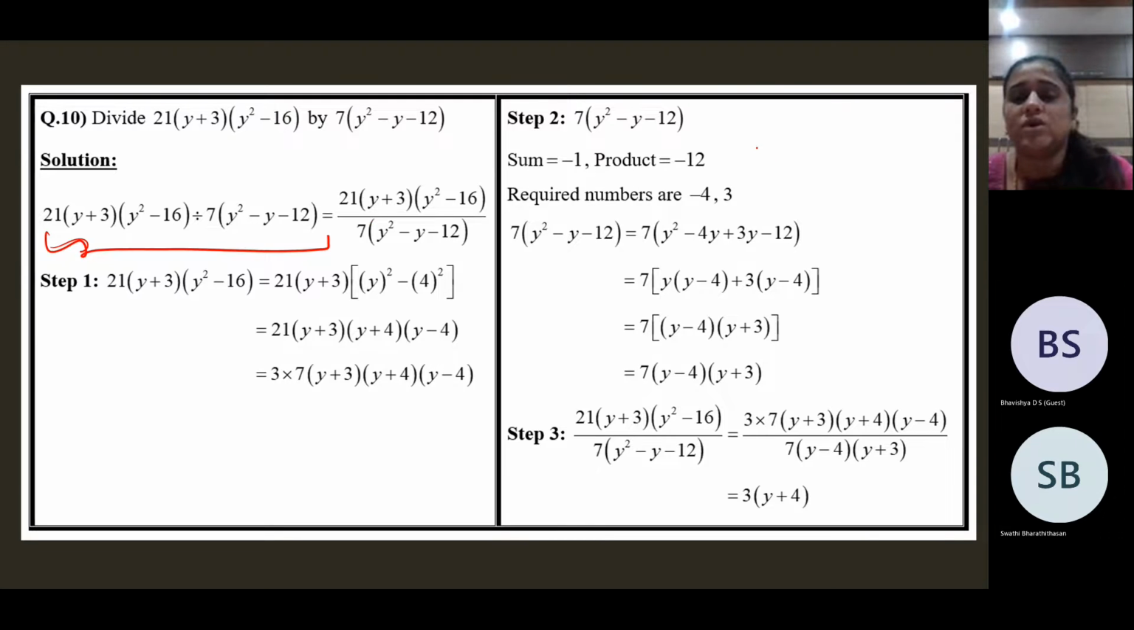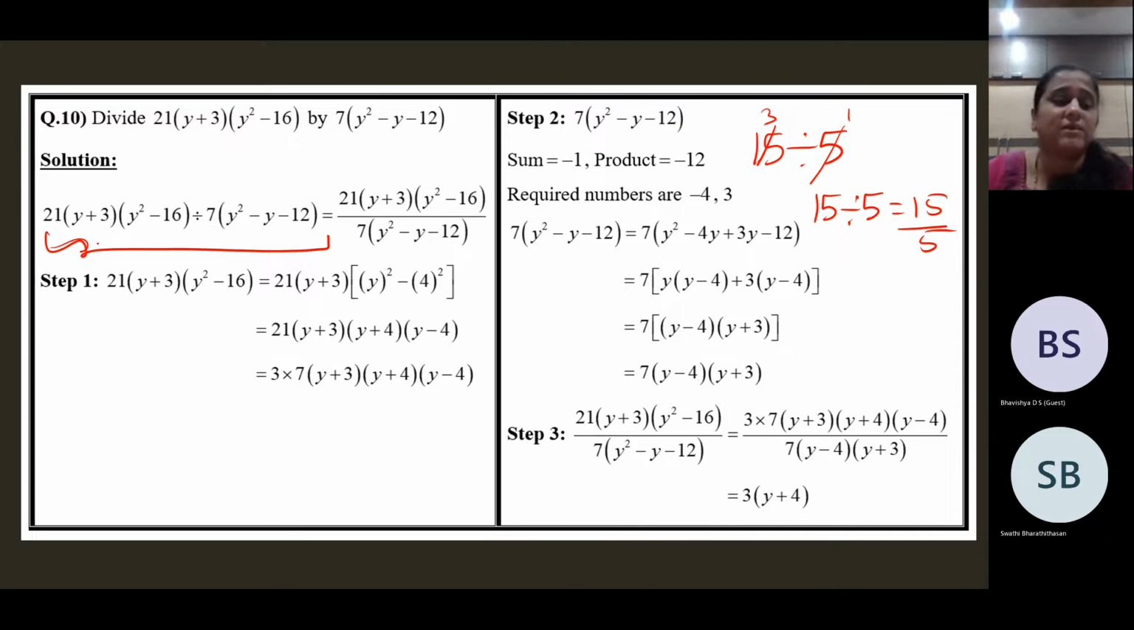See, supposing they give you 15 divided by 5 like this. You will not cancel 5 ones or 5 threes like this, right? When they have given you 15 divided by 5 like this, you immediately write it as 15 by 5 like this. Yes or no? The same thing I've done. Okay, this division sign. So I've just written the numerator here divided by the denominator here. That is the first step.